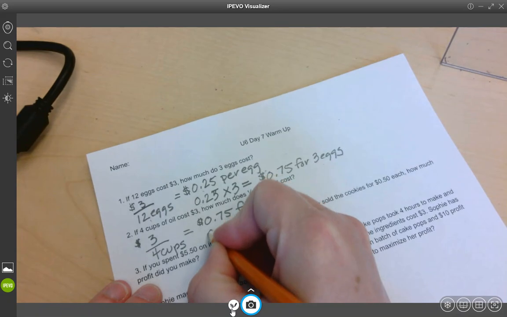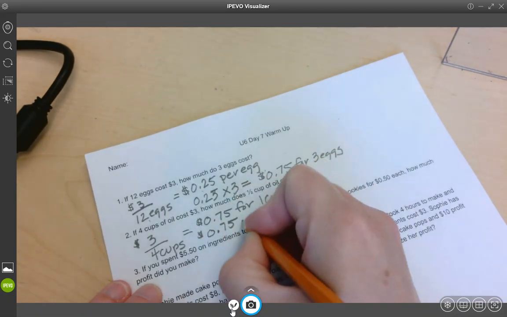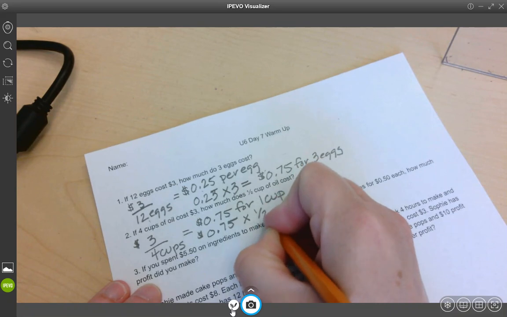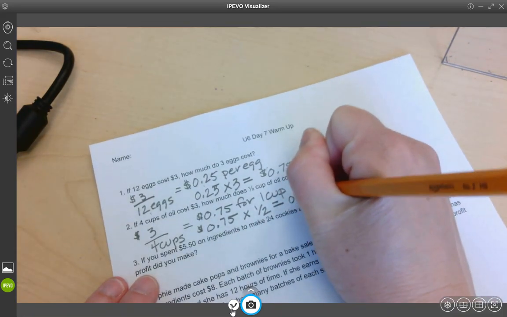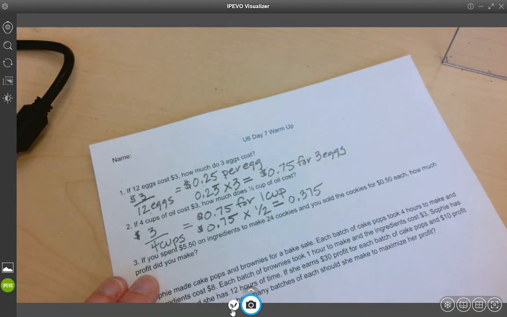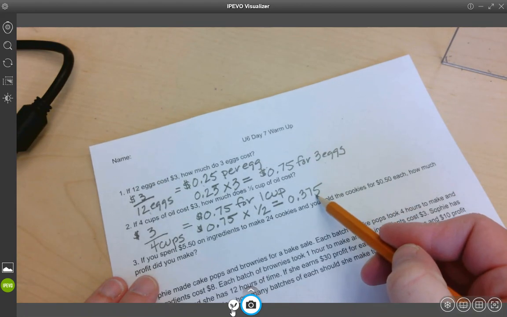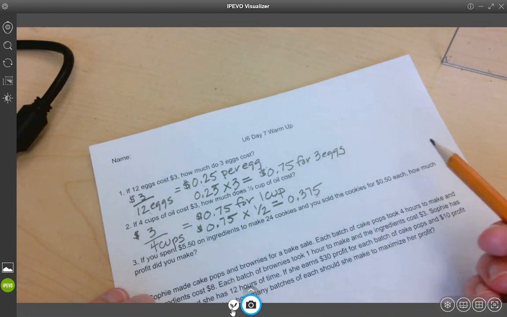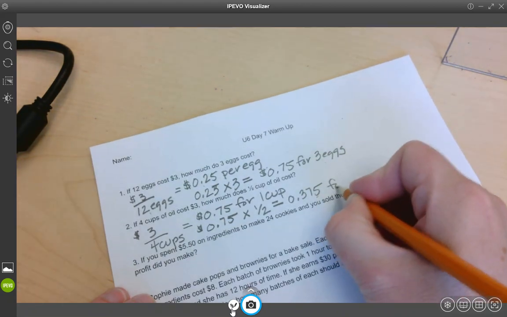So 75 cents for 1 cup times 1/2 or divided by 2. And we get 37.5 cents. You can round it, but if you round it to 38 cents because the 5 is going to round up. Okay? So you can leave it like that or you can round it to 38 cents for 1/2 cup.